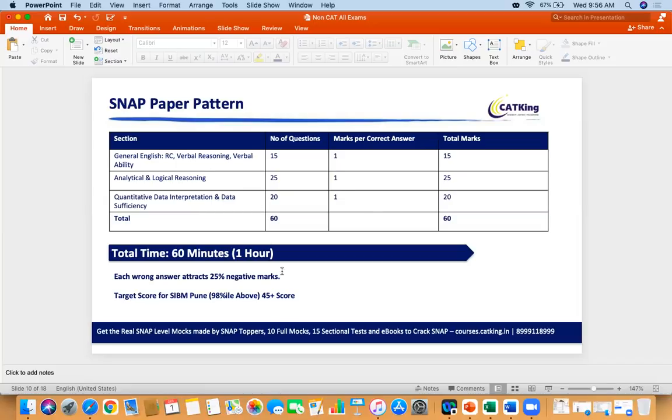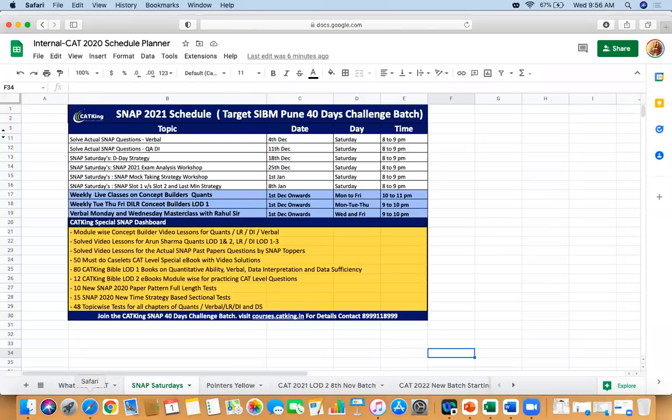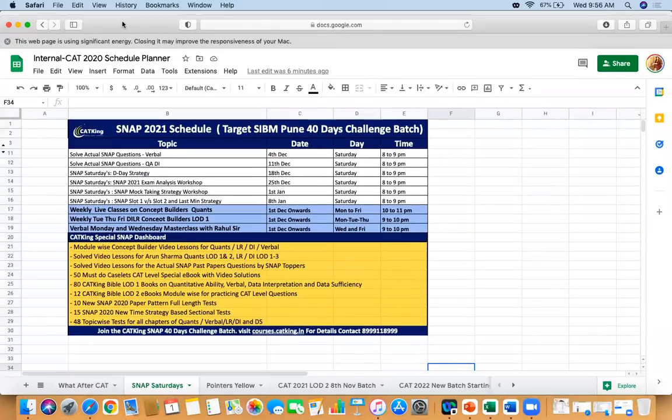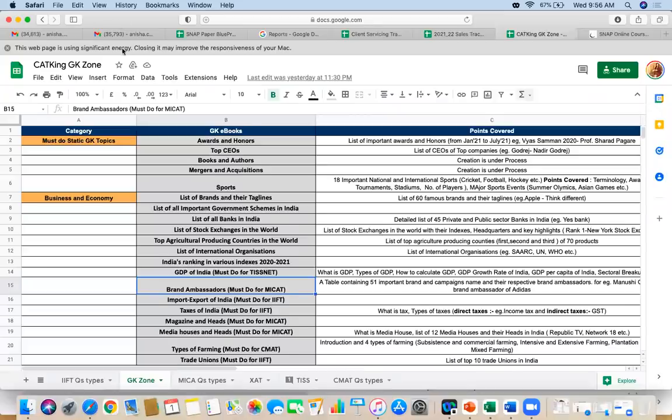So ideally, if I were to choose the attempting strategy, I'll go in the same order: start with verbal, then LR, then quants and DI, and maximize your attempt. Out of 60 questions, 54, 55 questions you should easily be able to attempt, and target to get 45 plus correct. Trust me, it is that easy. So it's not complex. You can comfortably make that many attempts. But for that, you have to make sure you are practicing, doing your syllabus well, and you have a good idea about what comes and what does not come as well.